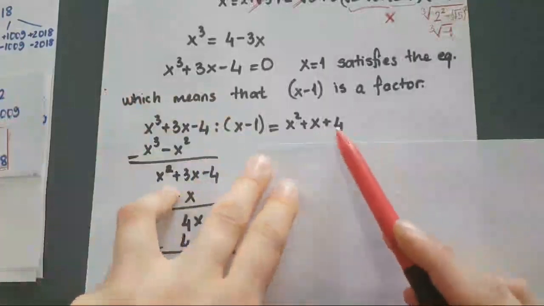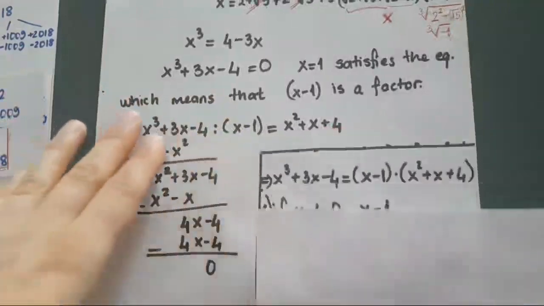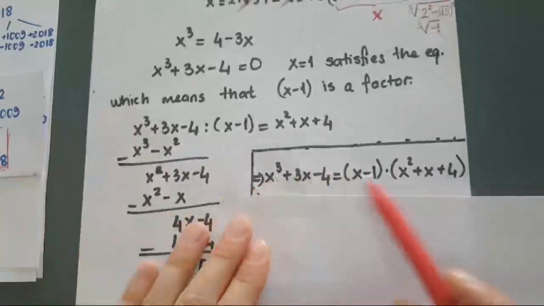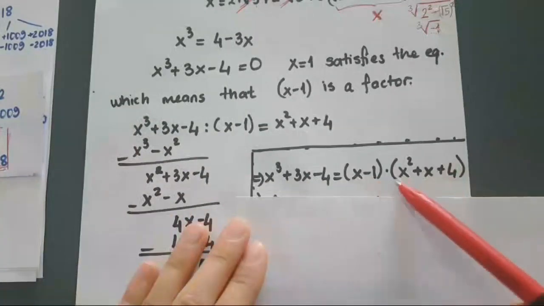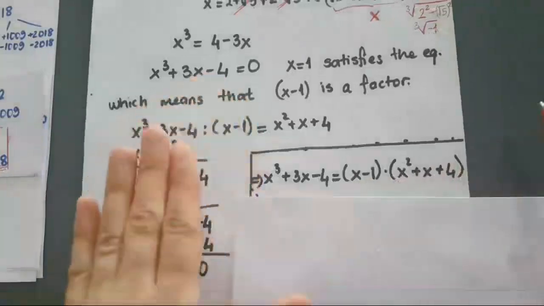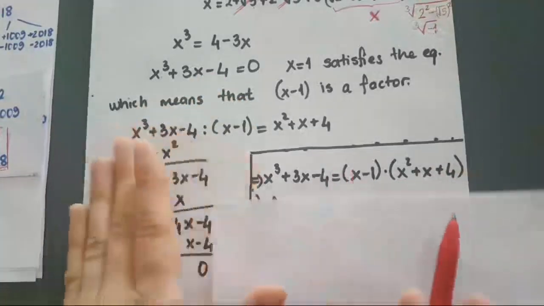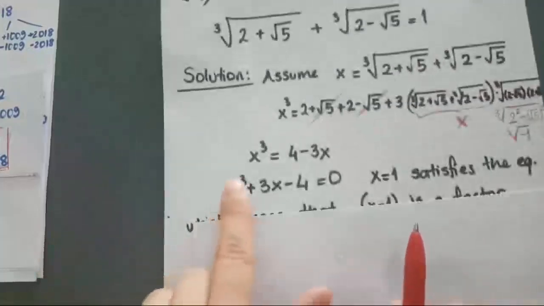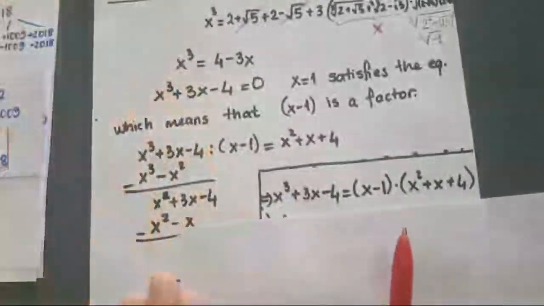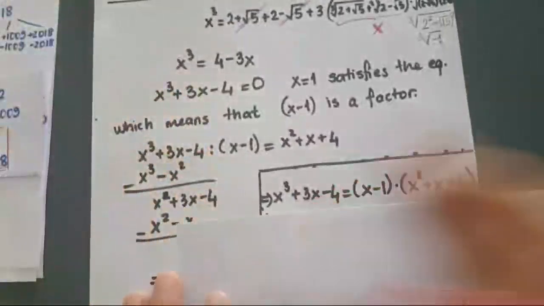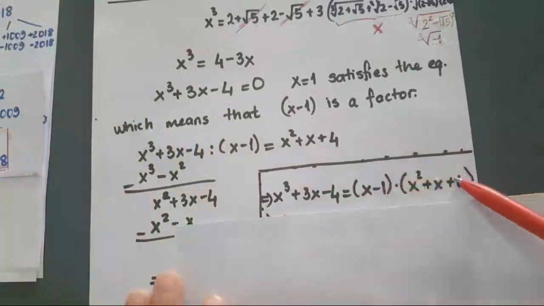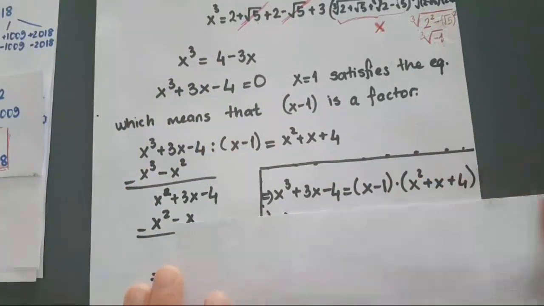x squared plus x plus 4 is the quotient. So how do we write the cubic expression? x cubed plus 3x minus 4 is equal to x minus 1 times x squared plus x plus 4. Okay. Look at this. The cubic equation is 0. So if this expression is equal to 0, there are two cases. x minus 1 is equal to 0 or x squared plus x plus 4 is equal to 0.